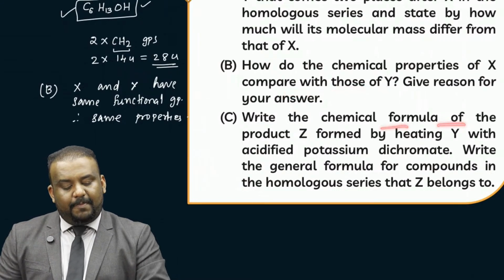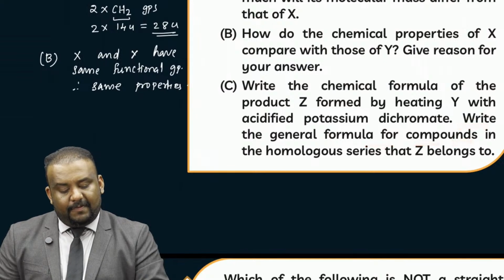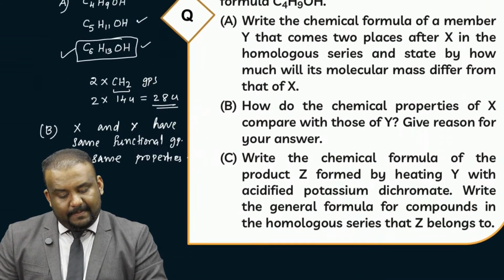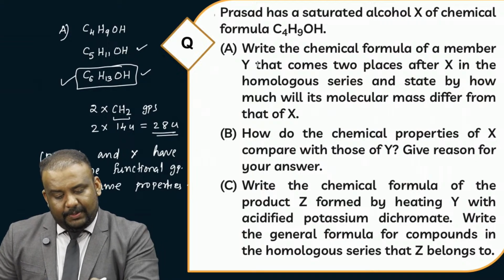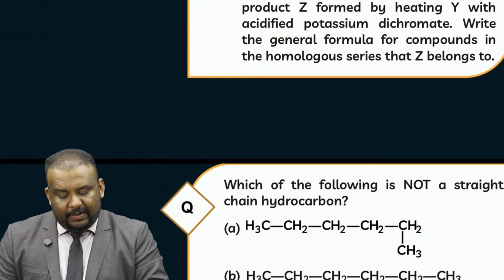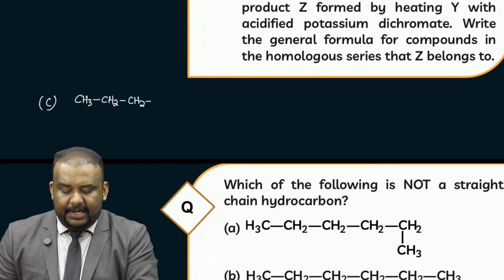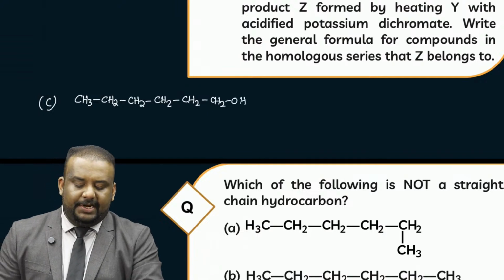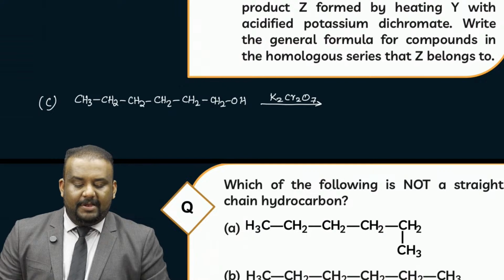And write the chemical formula of the product Z formed by heating Y with acidified potassium dichromate, and write the general formula for compounds in the homologous series that Z belongs to. So what is Y? They said Y is a member that comes after two steps, so Y will be C6H13OH. I can write it like this: C6H13OH means CH3, CH2, CH2, CH2, CH2, CH2OH. If I treat this with potassium dichromate, K2Cr2O7, what will happen?